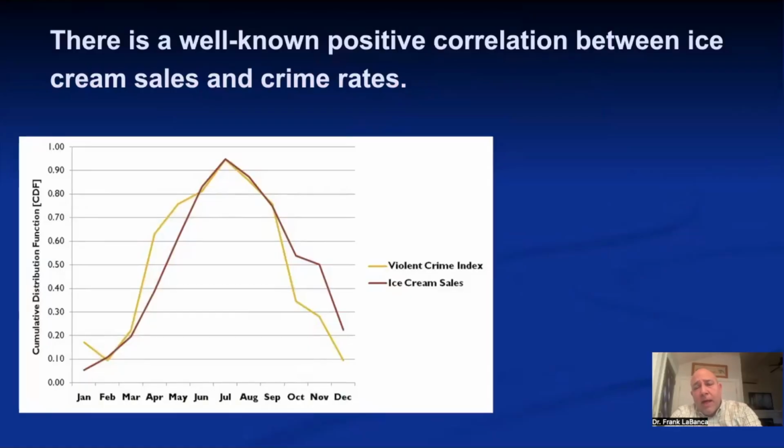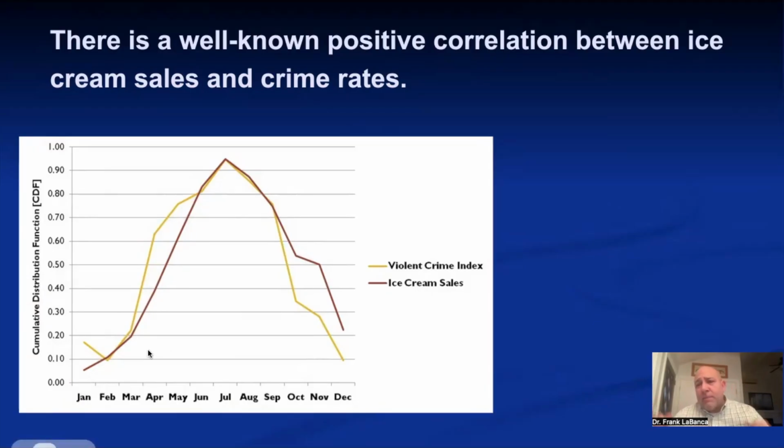There is a well-known positive correlation between ice cream sales and crime rates. As ice cream sales increase, violent crime almost matches ice cream sales identically over the course of the year. And you can see the relationship plotted here. So here are the months of the year. We see ice cream sales are low in January and December, but they increase with a peak in July, August, and then decrease after that. And we can see violent crimes match it precisely.